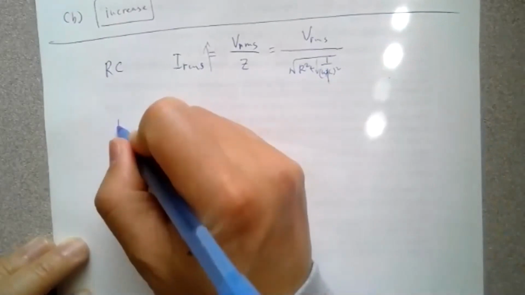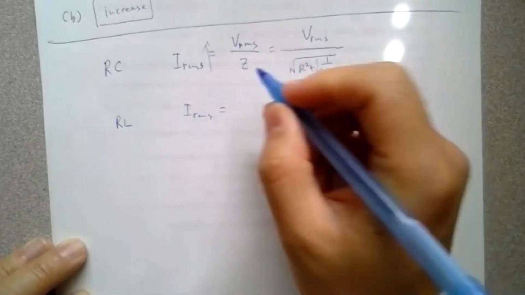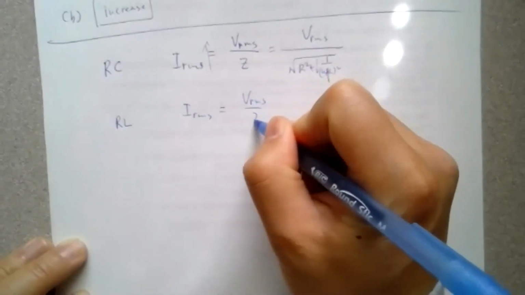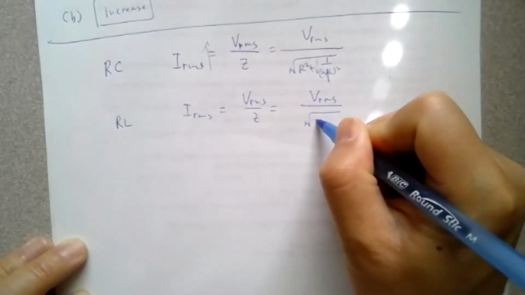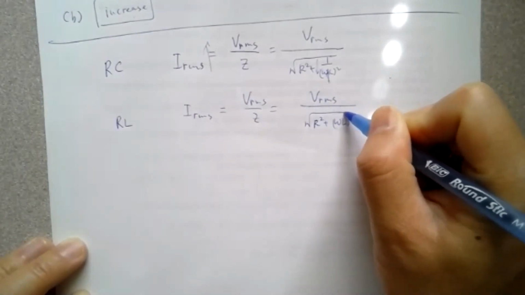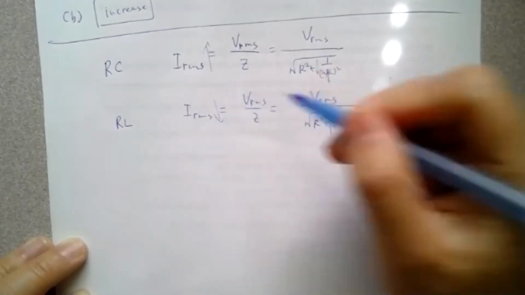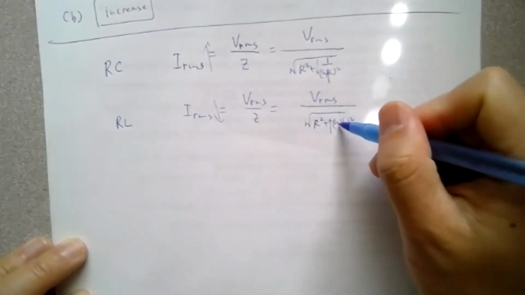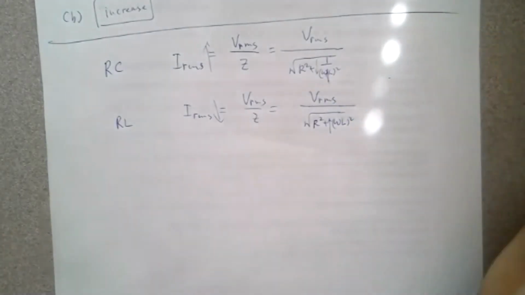For your RL circuit, your IRMS will be similarly equal to VRMS over Z, but in this case, your Z is equal to the square root of R squared plus omega L squared. So if this increases, then your current will decrease down to 0. If your frequency is very high, infinitely large, then it's approaching 0 in that sense. So that's what this plot is about.